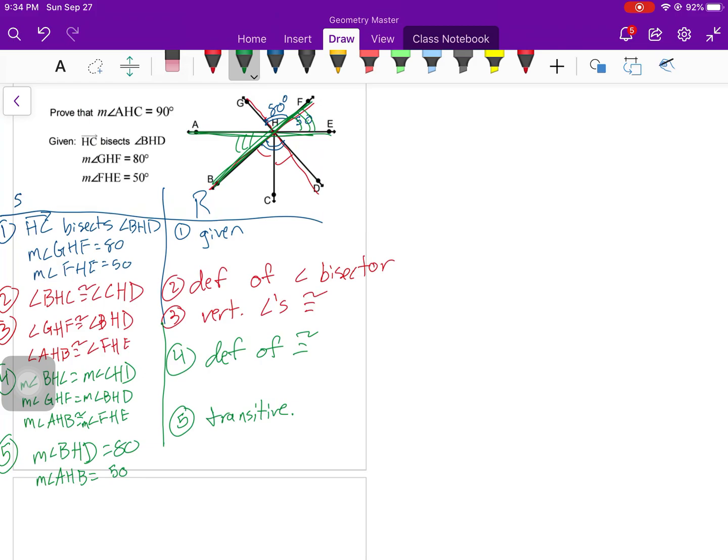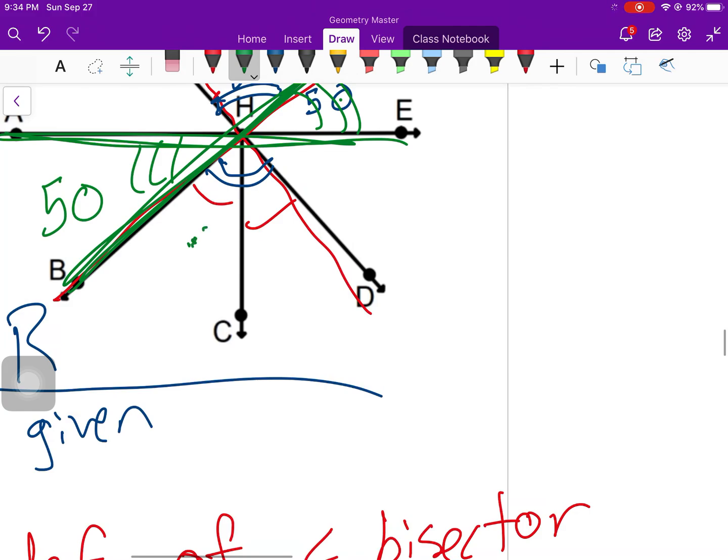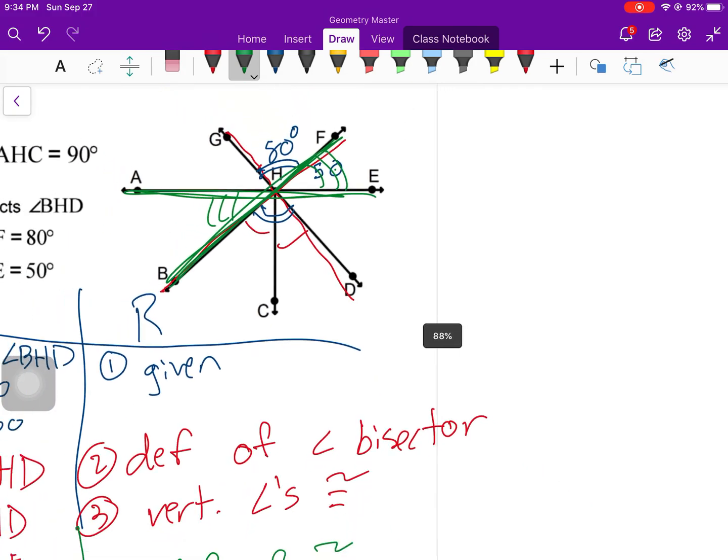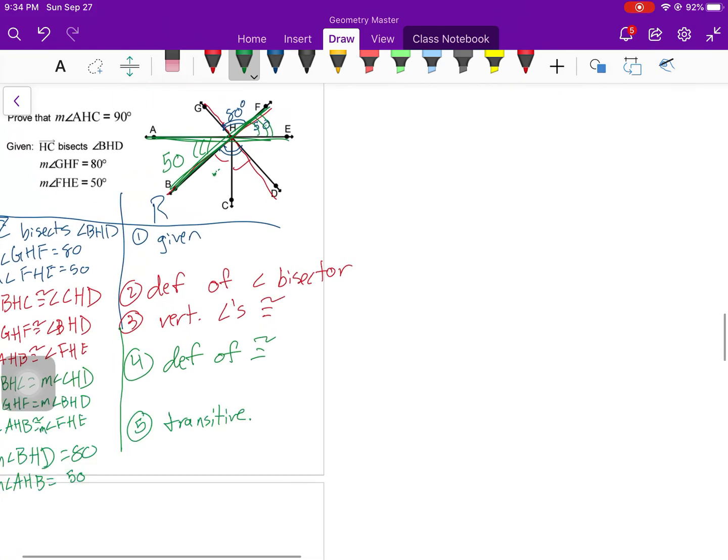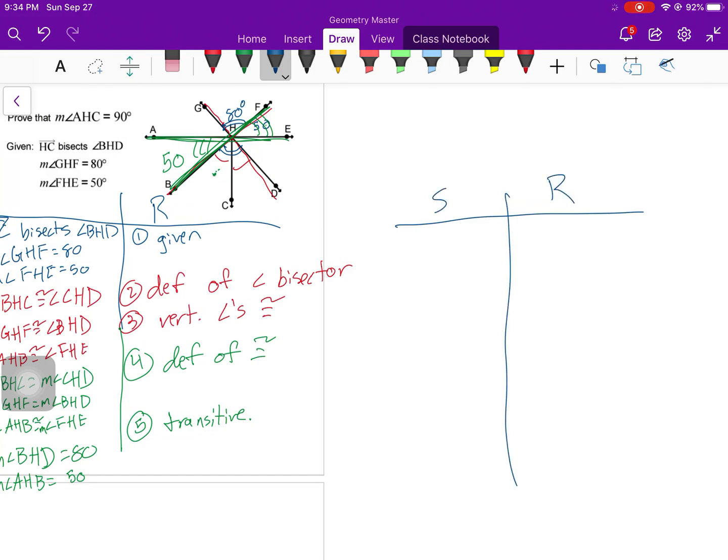Now, what I just found is that this is 50 degrees. We know that for sure. I don't know what this is yet, but I need to figure out what that is if I want to figure out what angle AHC is. So for step 6, I'm going to do the measurement of angle BHC plus the measurement of angle CHD equals the measurement of angle BHD. That's our angle addition postulate.